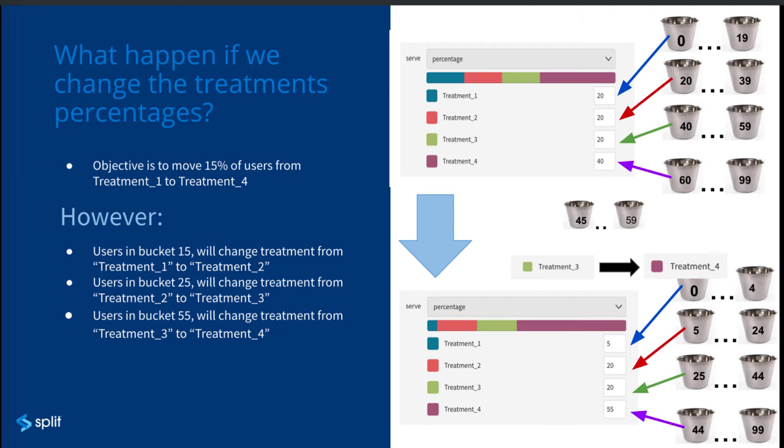So obviously this does not work if we just want to move a specific population from one treatment to another, as long as they're not adjacent. So this is an important concept to understand when you have more than 2 treatments and you want to move population between treatments that are not adjacent.